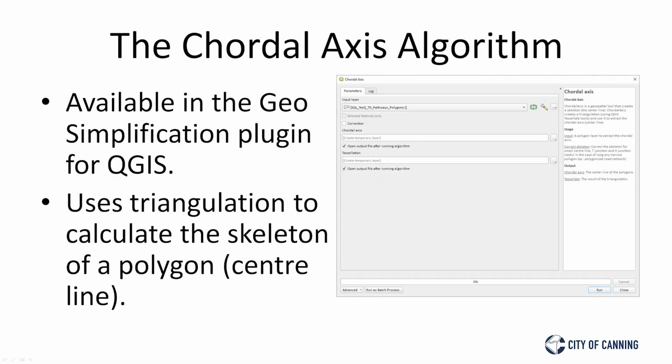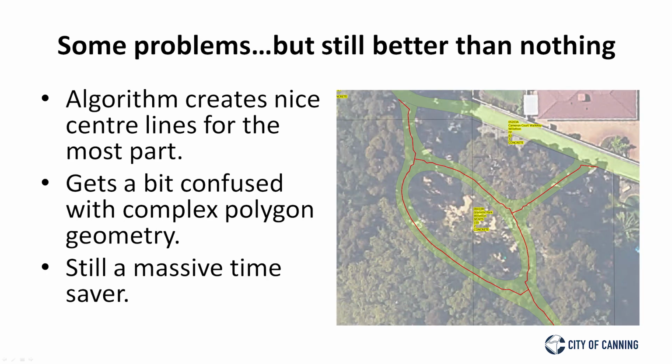So I went looking for something, and I found the toroidal axis algorithm, which is in the geosimplifications plugin for QGIS. And what it does is it uses triangulation to create a skeleton in a polygon, which in the case of the footpath polygons happen to be basically the center line. It's great for the most part, but complex geometry does confuse it a bit. So you get these sort of squiggly, zaggy lines. But it was still a massive time saver.